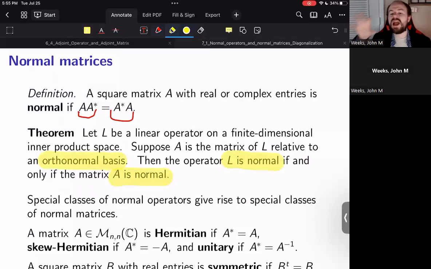So whenever we can write the matrix A relative to an orthonormal basis, right, we do our change of variables, our coordinate matrix, to write it in that sort of way, then the notion of that matrix being normal is the same as the operator being normal. So these are able to pass back and forth in these finite dimensional inner product spaces.